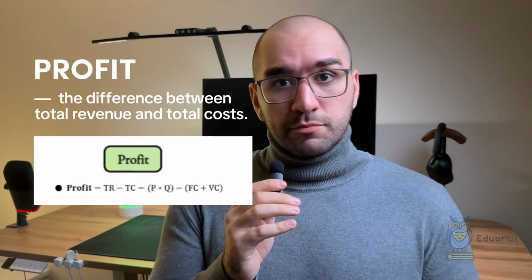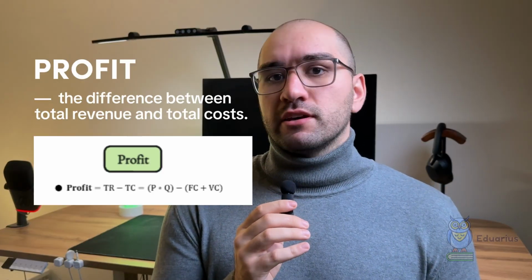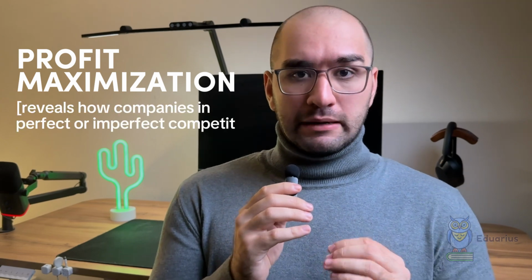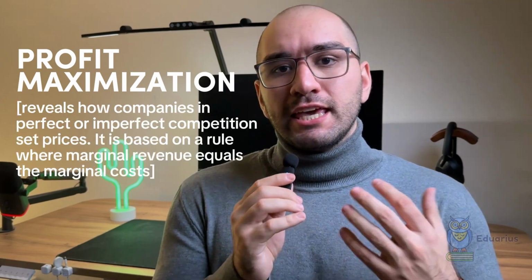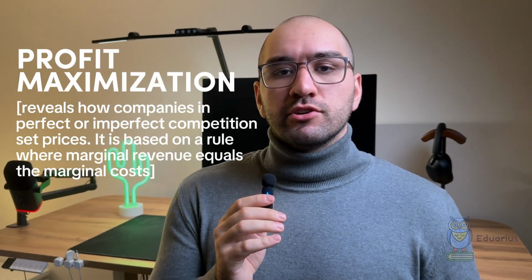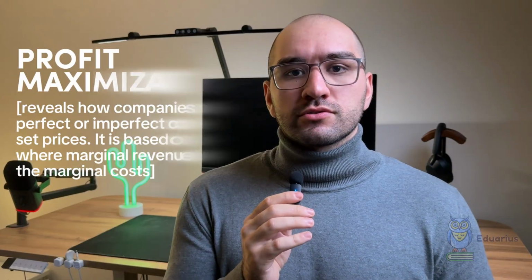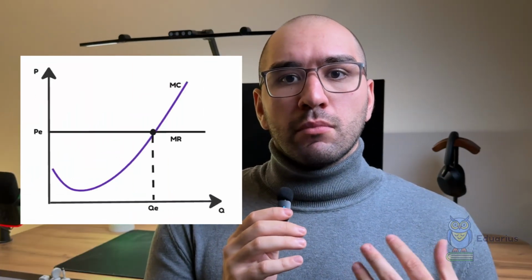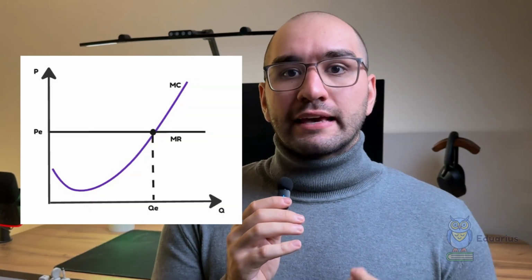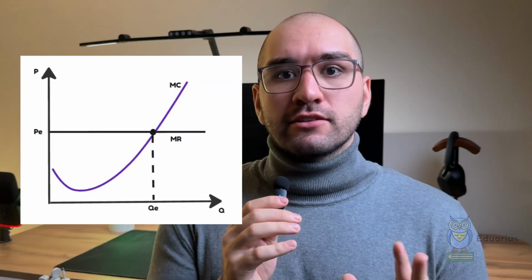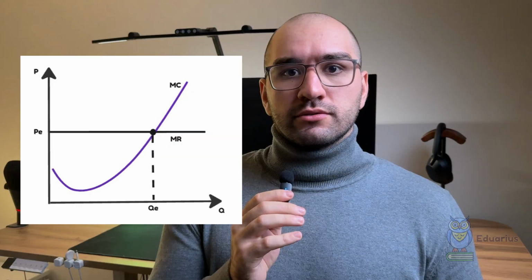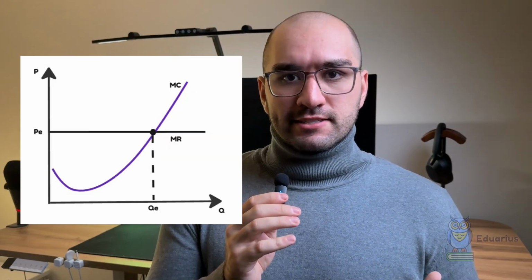Here is the formula. Besides, in IB economics, we have the concept of profit maximization, which reveals how companies in perfect or imperfect competition set prices. It is based on a rule where marginal revenue equals marginal costs. On the first graph, we see that marginal revenue is horizontal and the companies cannot control the prices at all. That's why it is the perfect competition market structure, where firms take the prices as given on the market.